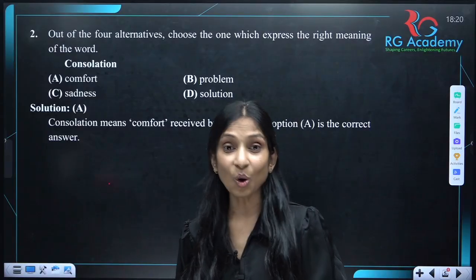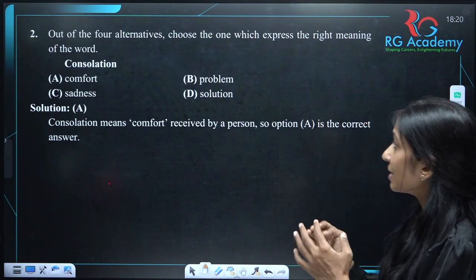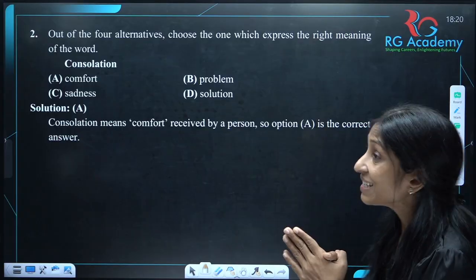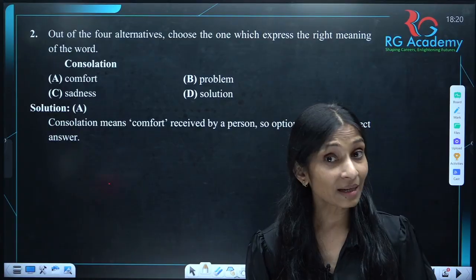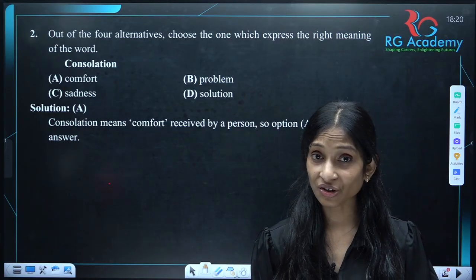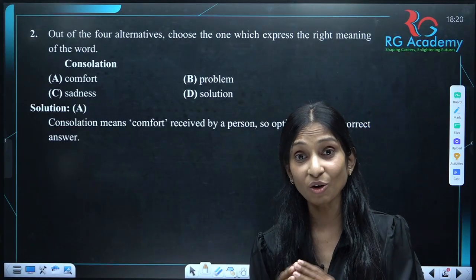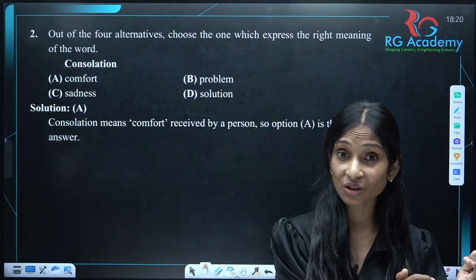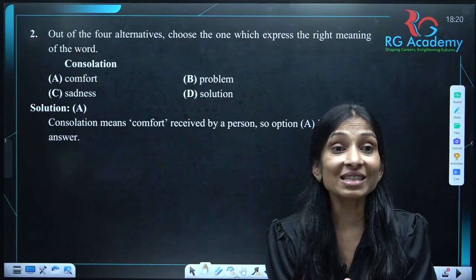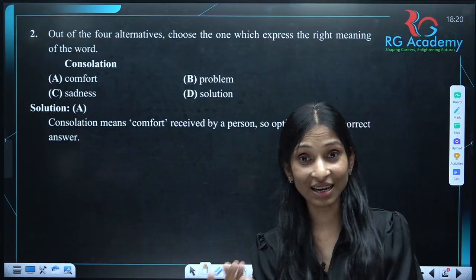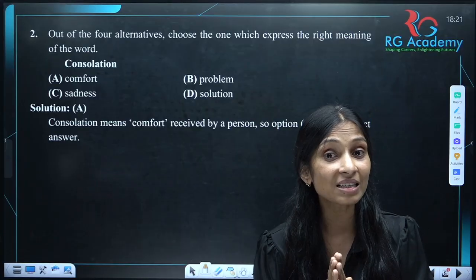The second question is also related to vocabulary. Now here the question is, out of 4 alternatives, choose the one which expresses the right meaning of the word. Here again we have been asked the synonym of the word. Please remember, whenever you're reading the question, read it very carefully. You are always in haste when attempting the English questions, because your attention is on other subjects, and you make such mistakes that you answer antonym in place of synonym and synonym in place of antonym. So if you read the questions carefully, you will be able to answer them correctly.